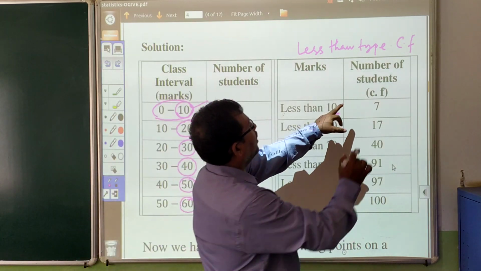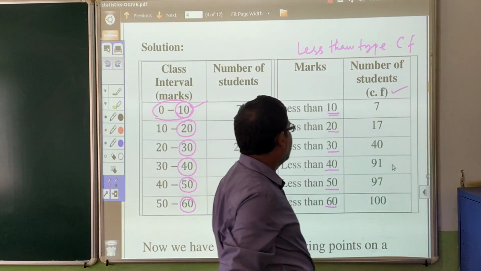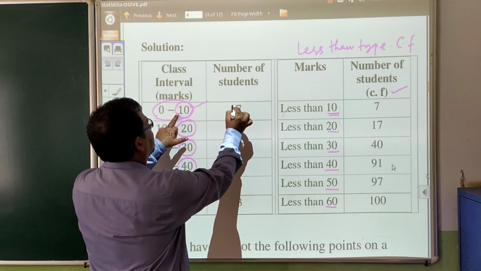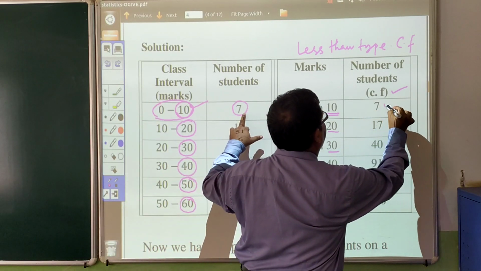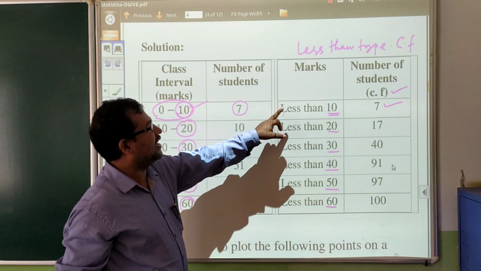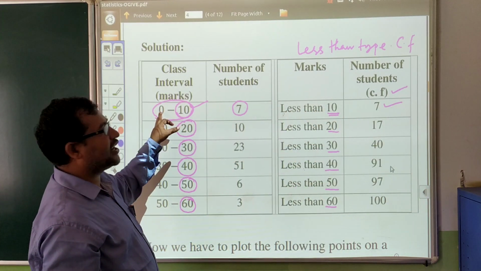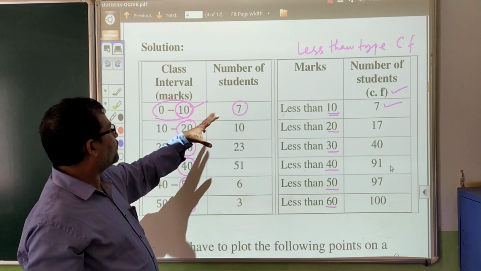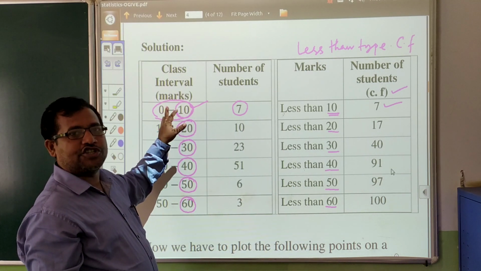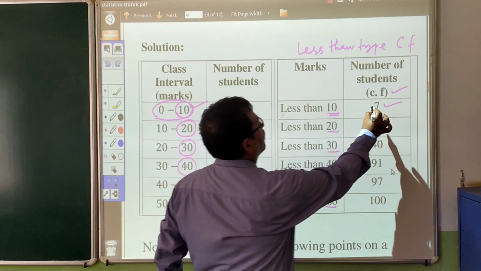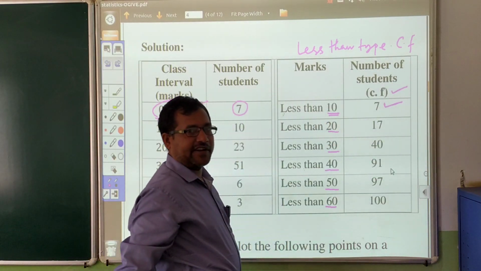Now, how will I find CF? The first frequency is 7, it will remain 7. That means less than 10. So, less than 10 means 0 to 10. The observations which are less than 10 will be in between 0 to 10. So, frequency will be 7.